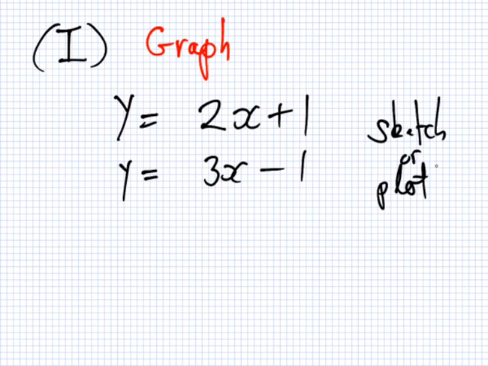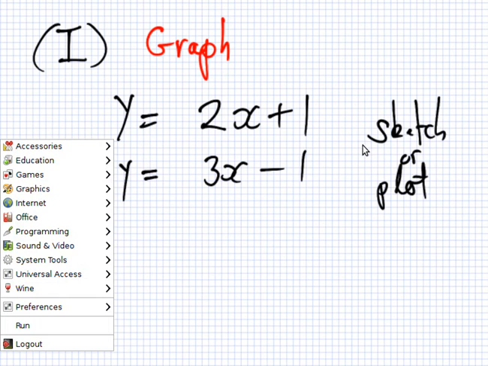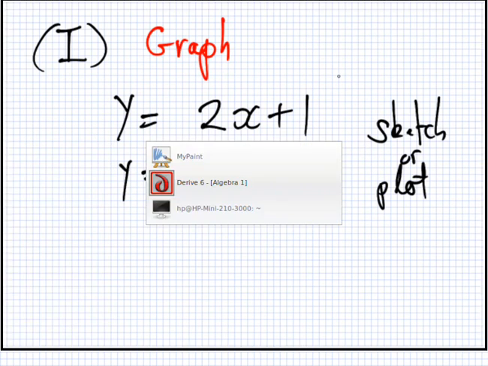So let's say we have y equals 2x plus 1, and y equals 3x minus 1. Something like this.